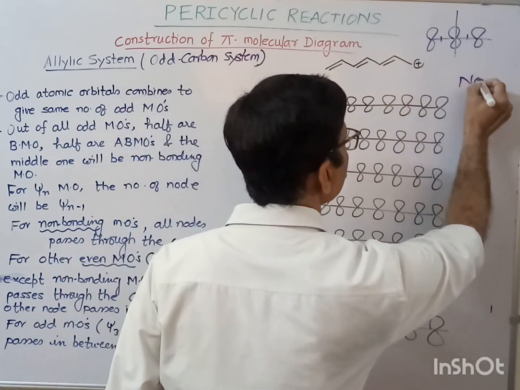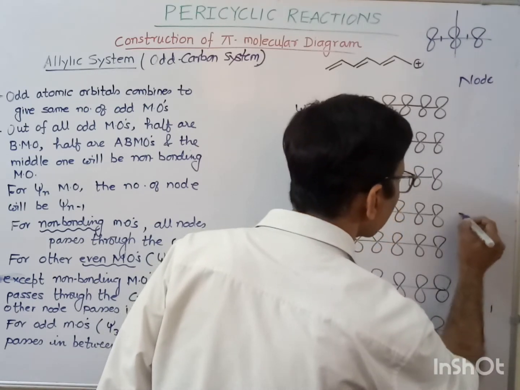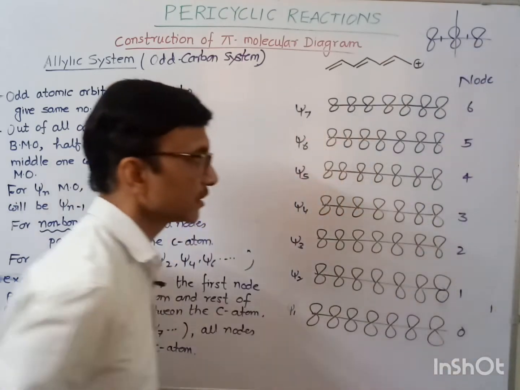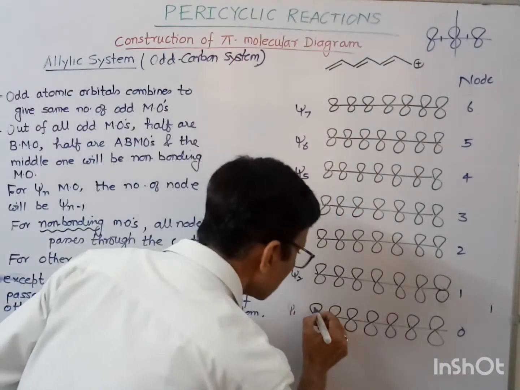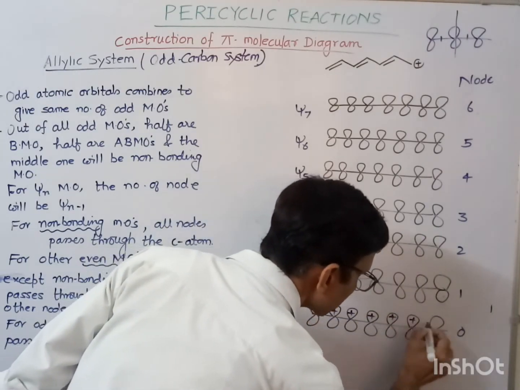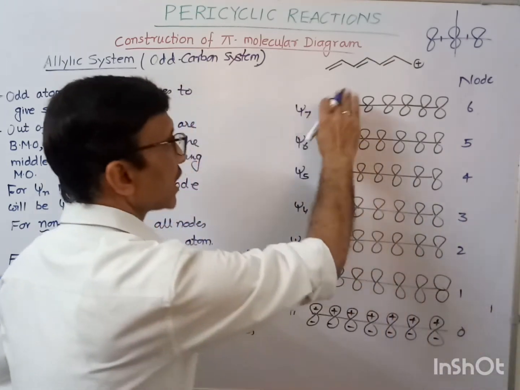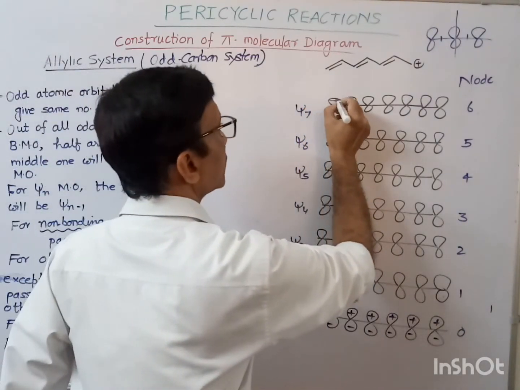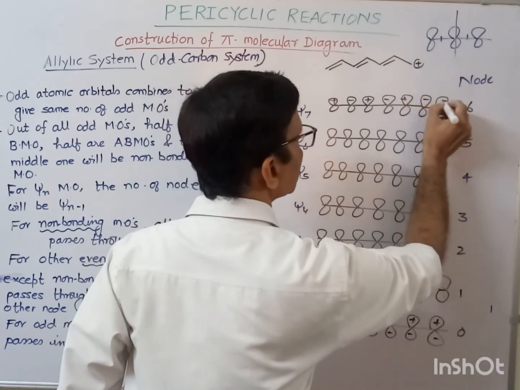Now see the nodes: 0, 1, 2, 3, 4, 5, 6. Now the first molecular orbital, no doubt, all should have the plus sign: plus, plus, plus, plus, plus, like this. The last one, the highest molecular orbital, has the opposite sign: plus, minus, plus, minus, plus, minus, plus.